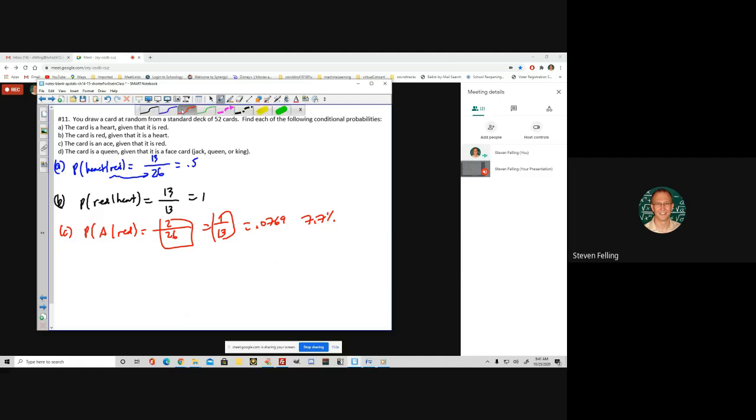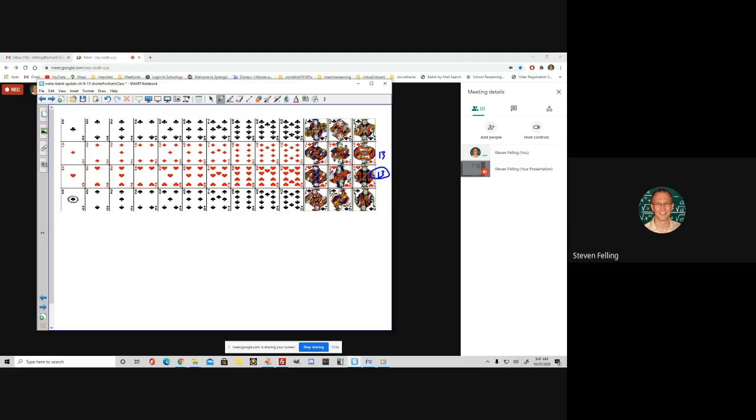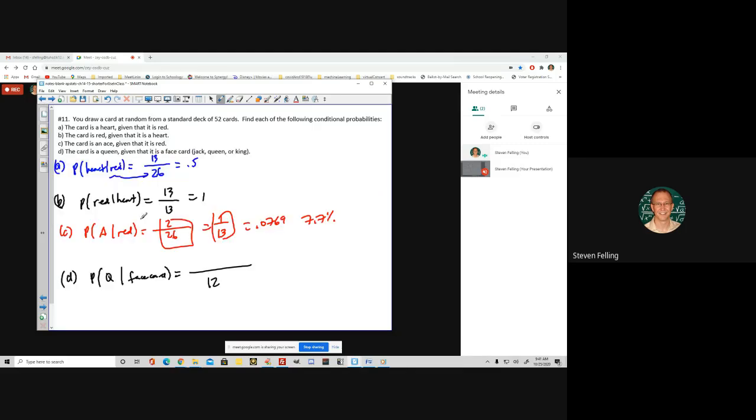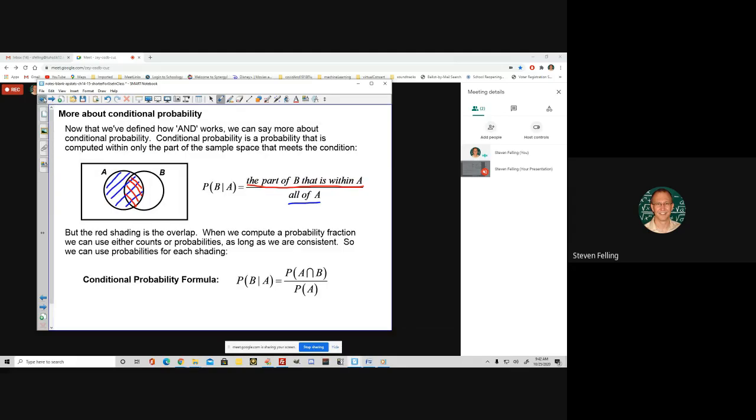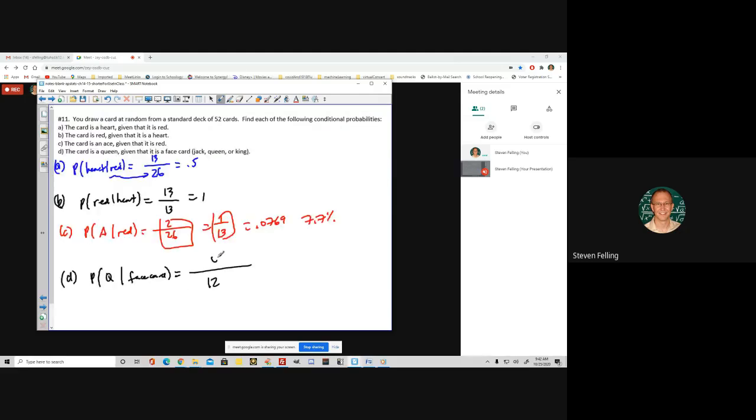And then the last one here is what's the probability that a card is a queen given that it's a face card? How many face cards are in the deck? Well, that's all the ones with faces. There's 3, 6, 9, 12 face cards. How many of those are queens? Staying inside the face cards, 4 of those are queens. So that's going to be 4 out of 12, or 1/3.